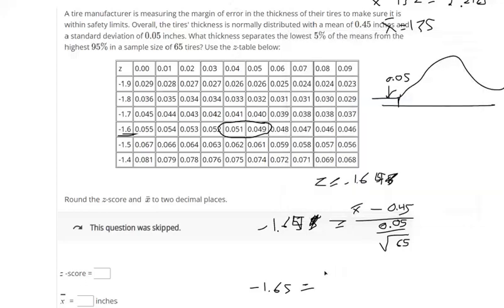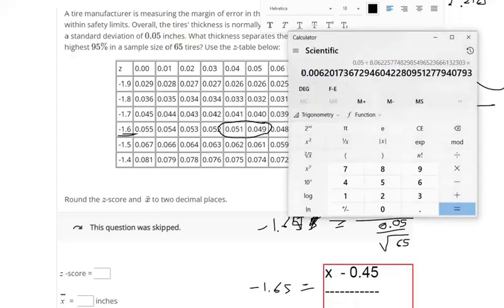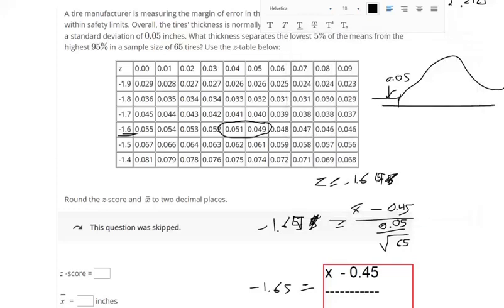Okay, so the numerator is, I can't click it. The numerator is x bar subtracted by 0.45. And then we divide by the standard error of the mean, which we just calculated with that calculator. It's not copying though. Take this many decimals.